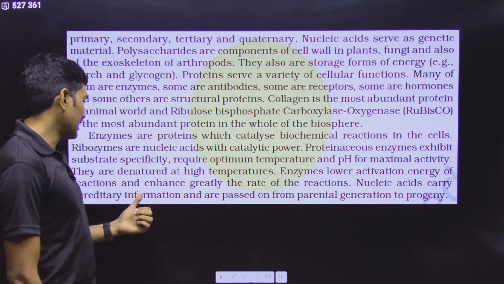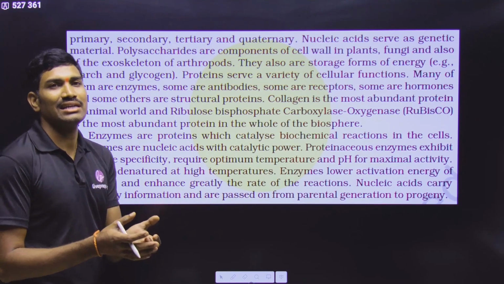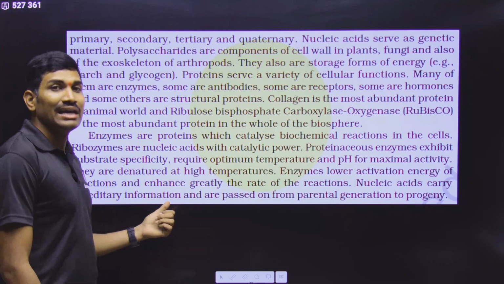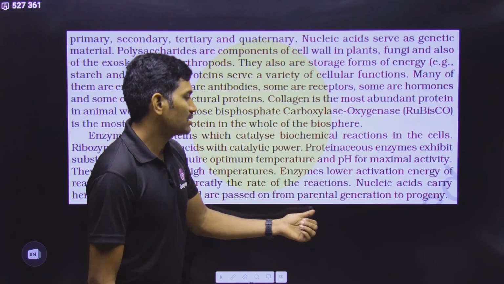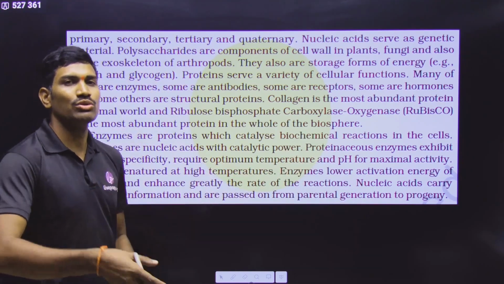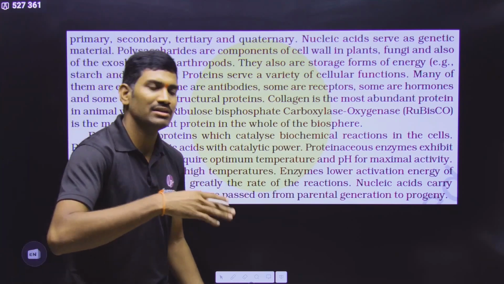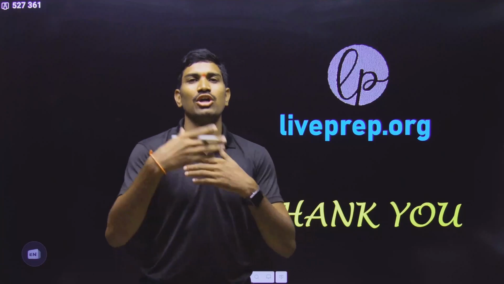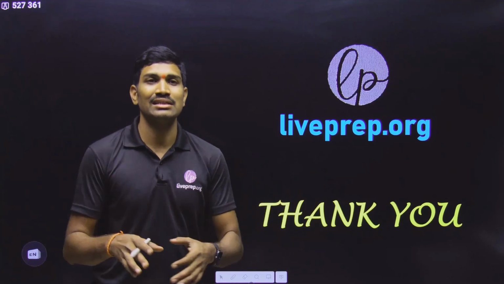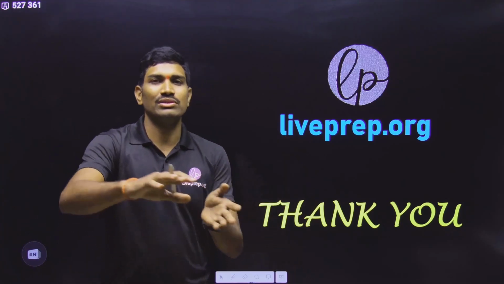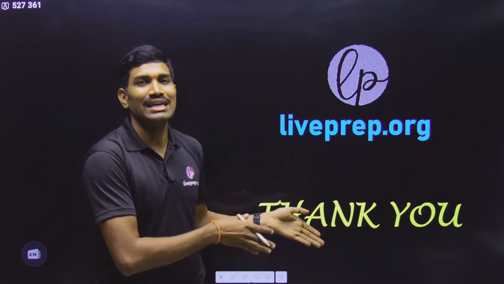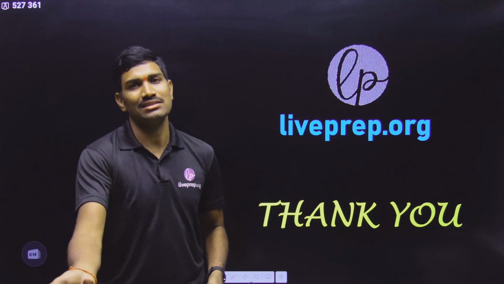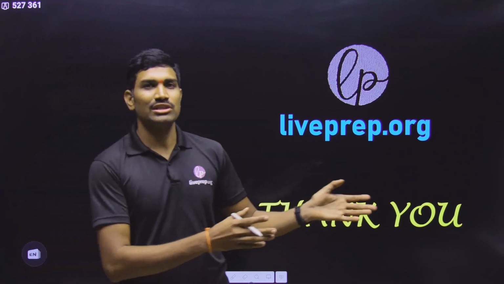And nucleic acids carry hereditary information. Nucleic acids like DNA, they are storing the information for next generation. That's why they are storing the hereditary information and are passed on from parental generation to the progeny. So through the gametes, when chromosomes are going into the gametes, and upon the fertilization of the gametes, now this DNA is going into the next generation. In this way, nucleic acids are moving from one generation to next generation. So since they are carrying the genetic information, they are deciding the characters in the next generation. That's it. This is the overall information related to biomolecules.